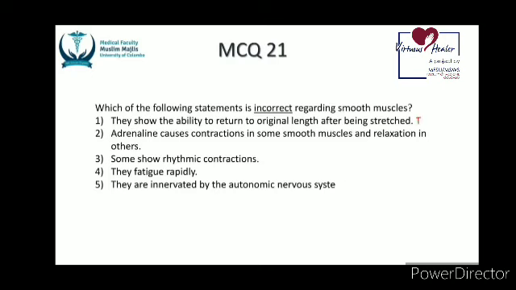Now, let's go to the second statement. Adrenaline causes contractions in some smooth muscles and relaxation in others. Now, adrenaline will act on the smooth muscles in the arteriolar walls and will cause contraction of these muscles. And the contraction of these smooth muscles in the arteriolar walls is going to narrow the lumen of the arterioles and increase the pressure within the lumen. This will result in increase in the peripheral resistance and finally leading to increased blood pressure.